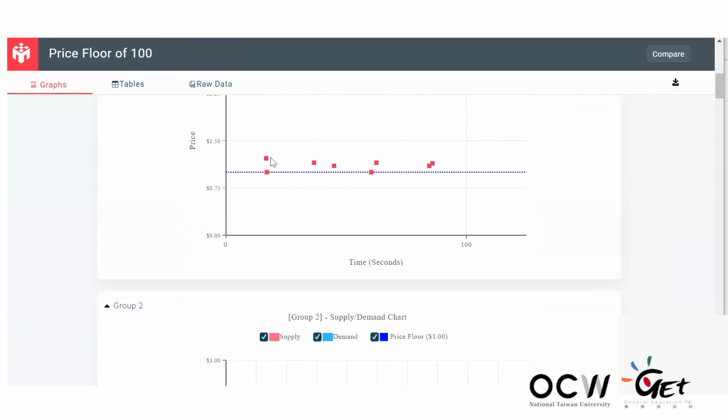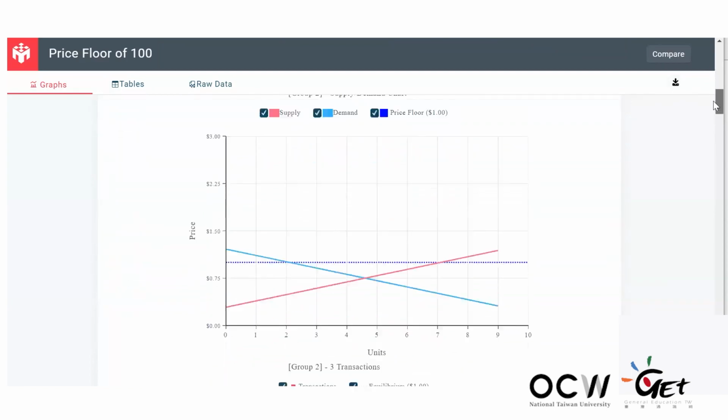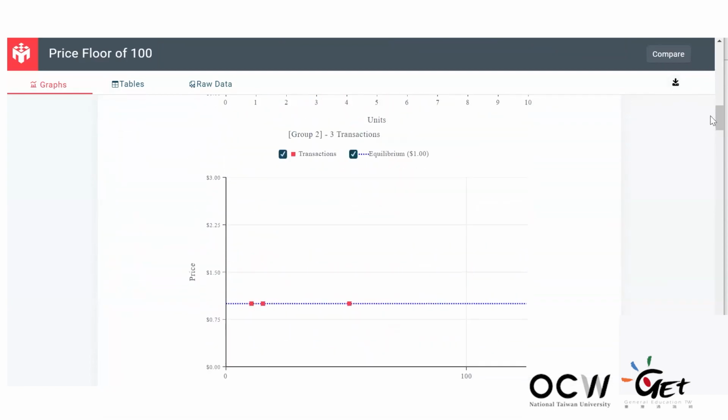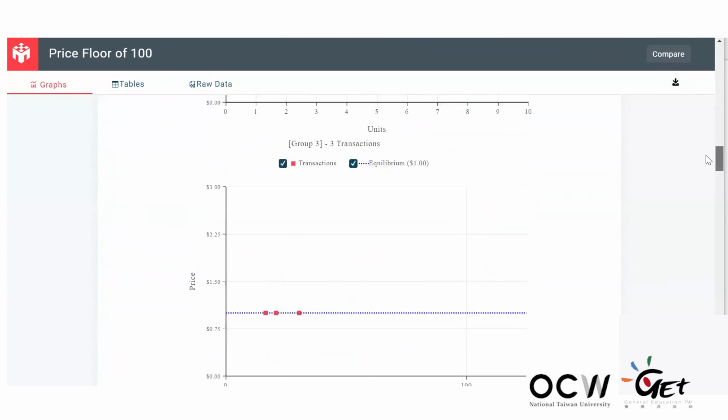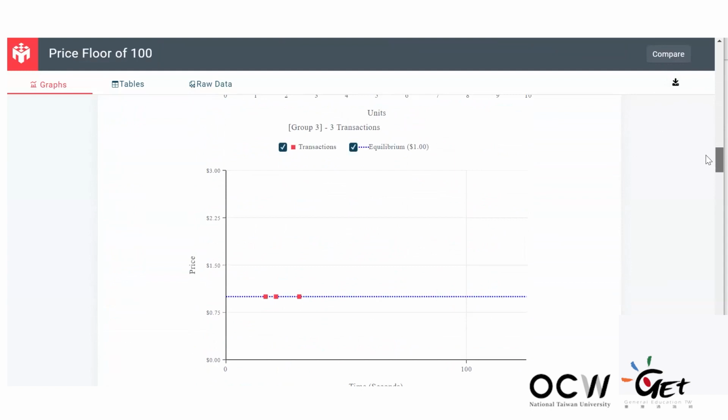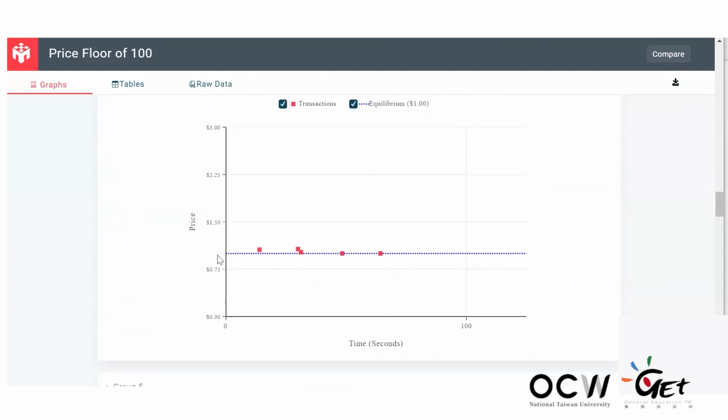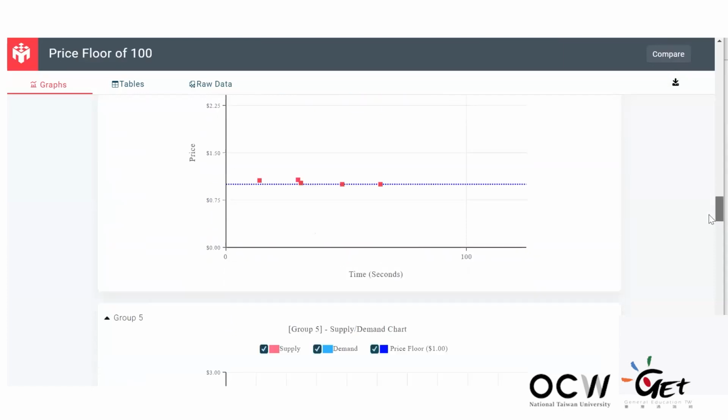So group 1 had a lot of trades above 100. You guys had fun. You lost points, but if you don't care, then maybe you don't care, right? Let's take a look. Group 2 had only 3 transactions, all exactly at the price floor of 100 because the price control is binding. Group 3, 3 transactions only at 100. Group 4, you have 5 transactions, but all very close to the price floor of 100.